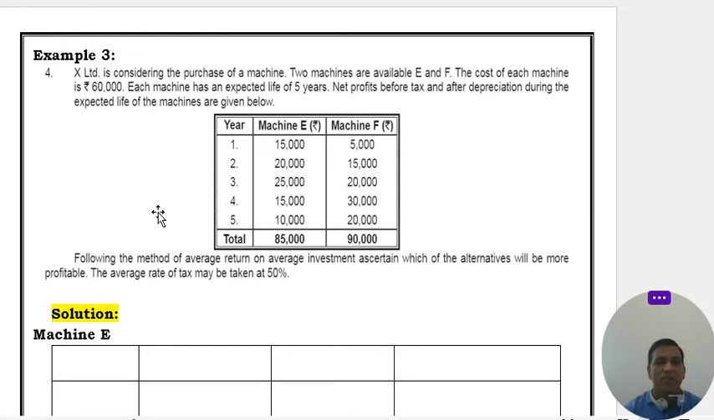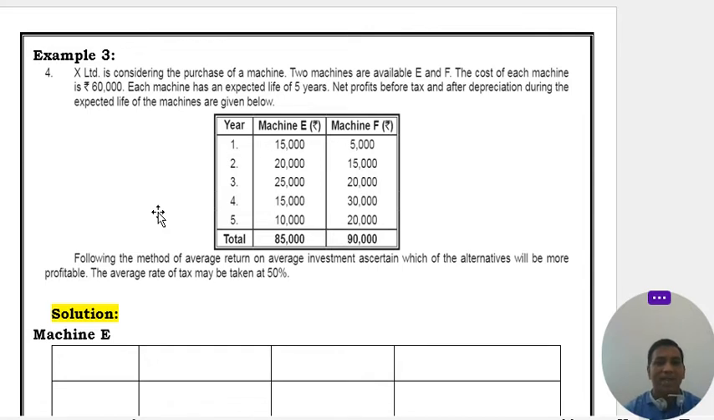Net profit before tax after depreciation. Read carefully. Before tax after depreciation, that means depreciation is already deducted. Before tax means tax is still not deducted. During the expected life of 5 years, the values for machine E and machine F are given.